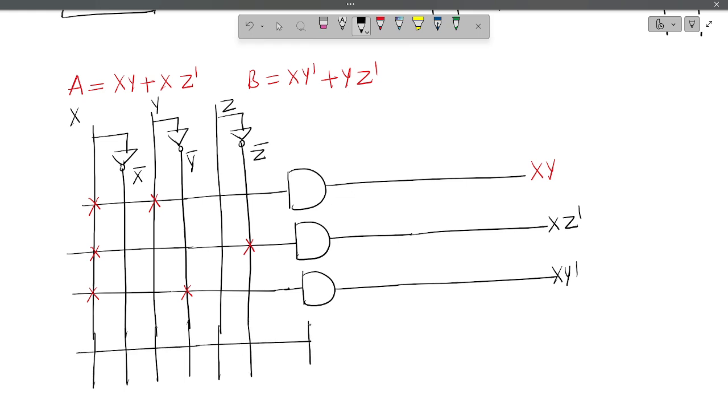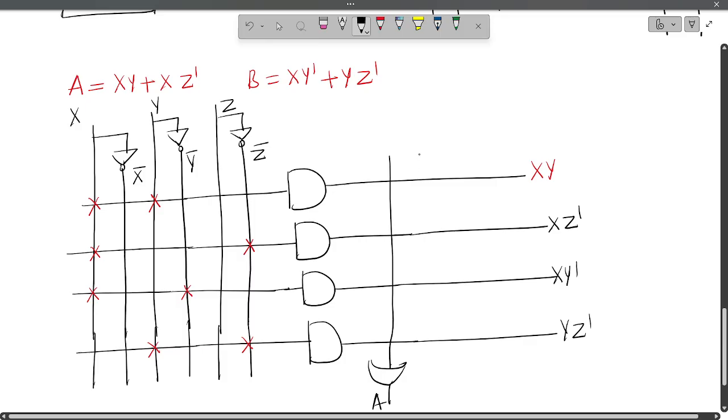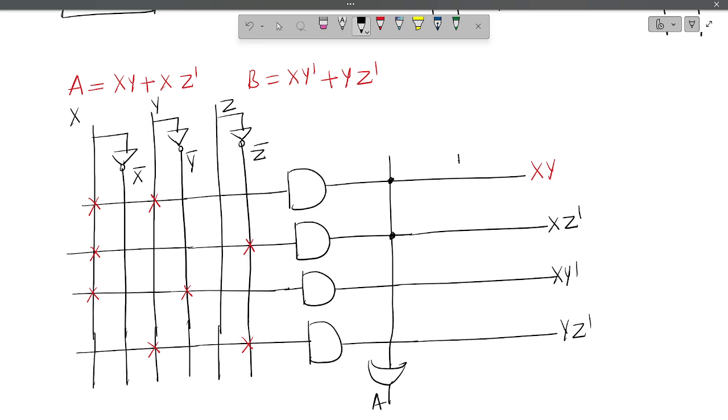And next YZ dash. YZ dash means this is programmable. So this is Y and this is Z dash. Again, fixed OR array. Fixed OR array means what? So this is an OR gate. You are getting A from XY and XZ dash, with the dots you need to implement the fixed OR array. And this is B: XY dash and YZ dash. Is it fine?